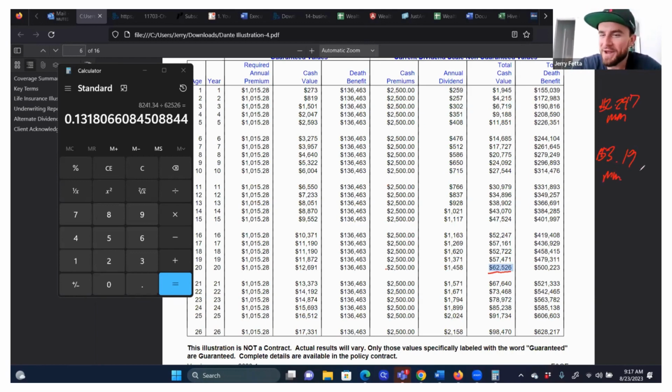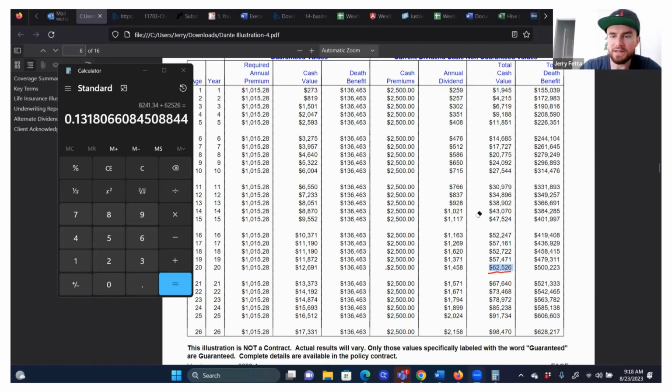Do you think Dante's parents care that he has $1 million more? I think so. Would you care if your kids had $1 million more? I think so. Would you care if you had $1 million more? I think so. Right? Now we're only 20 years into this thing. But if you look at the exponential growth of this is really why this is such an important thing to set up for your kids.